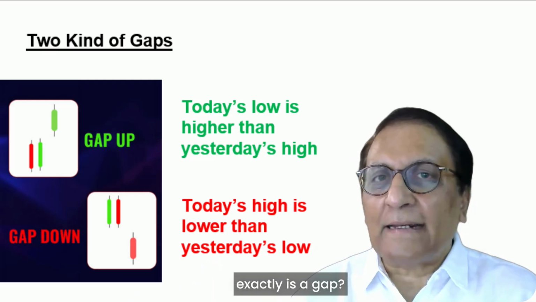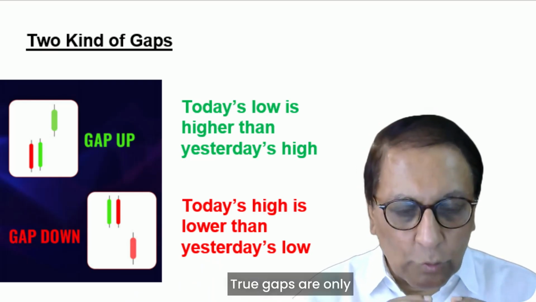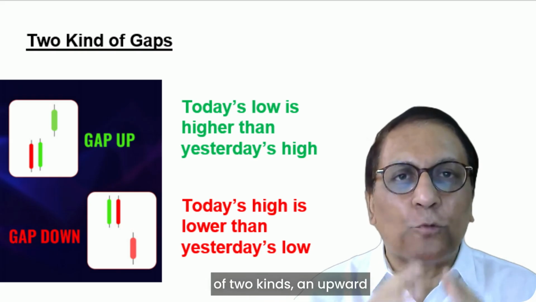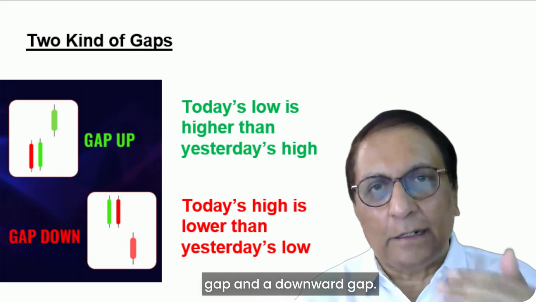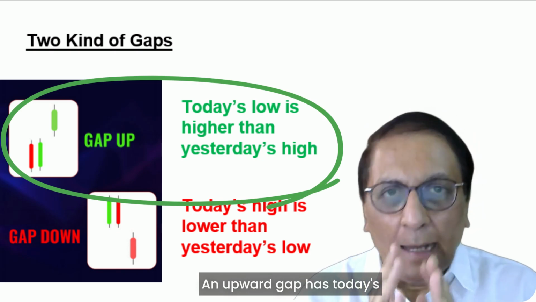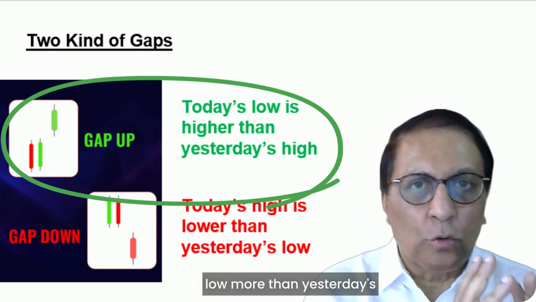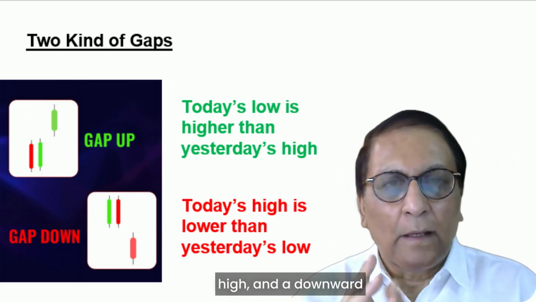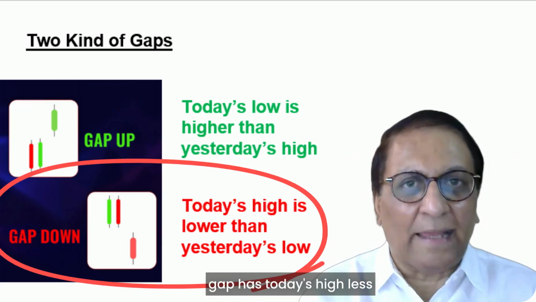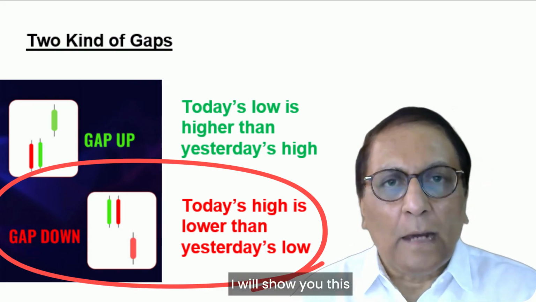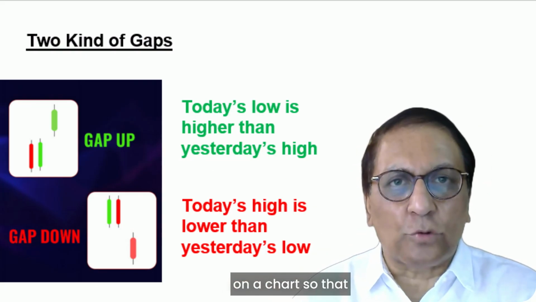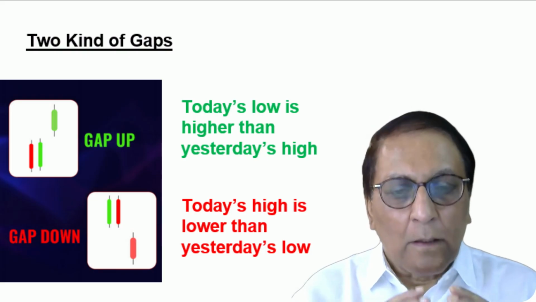Now, what exactly is a gap? True gaps are only of two kinds, an upward gap and a downward gap. An upward gap has today's low more than yesterday's high, and a downward gap has today's high less than yesterday's low. I will show you this on a chart so that it will become easier for you to understand.